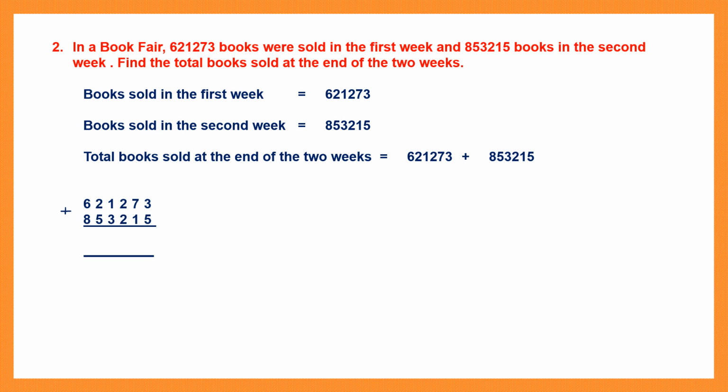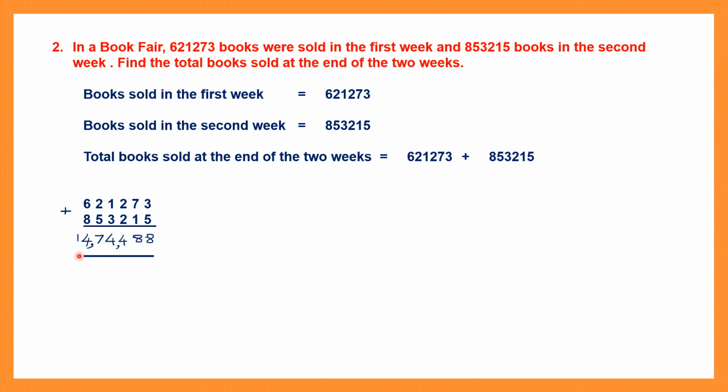So 3 plus 5 is 8. 7 plus 1 is also 8. Then we go to 2 plus 2 is 4. 1 plus 3 is 4. 2 plus 5 is 7. And 6 plus 8 is 14. Now let's place our commas. We have one comma here, another comma here.